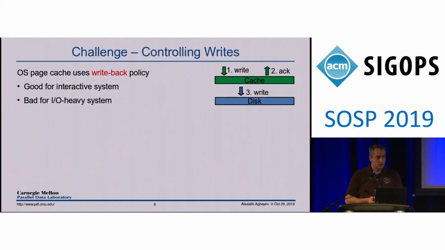So the operating system page cache uses a write-back caching policy where a data write is acknowledged immediately once it's in the OS memory. Data is then asynchronously written to disk. This is great for interactive users because it results in a responsive system, but for I/O-heavy systems, this policy quickly leads to the accumulation of many dirty pages.